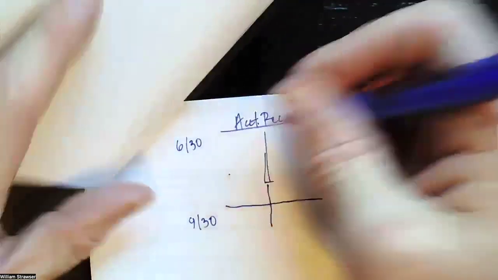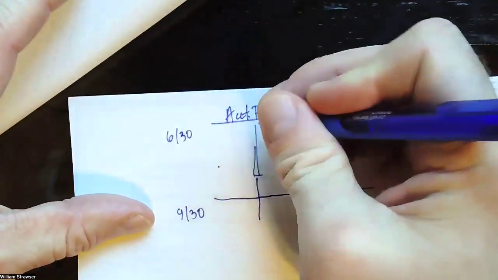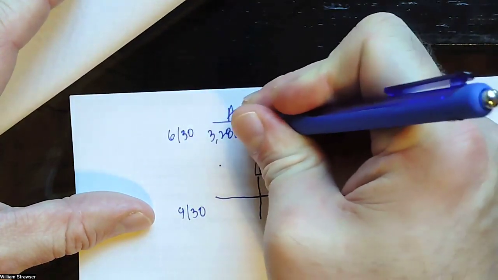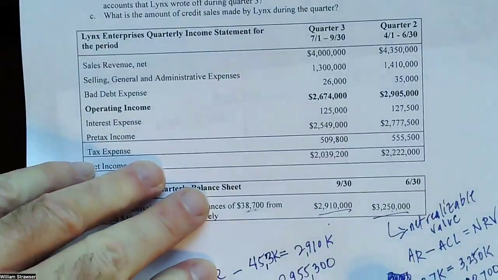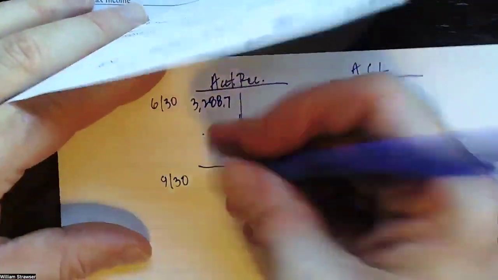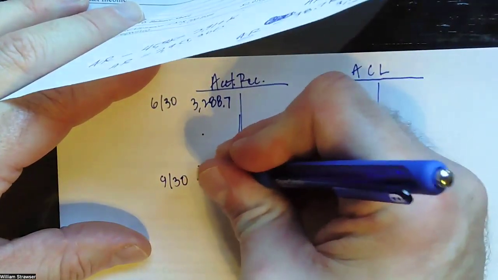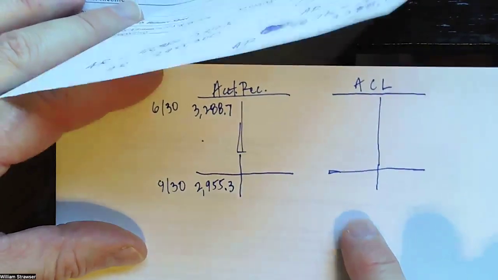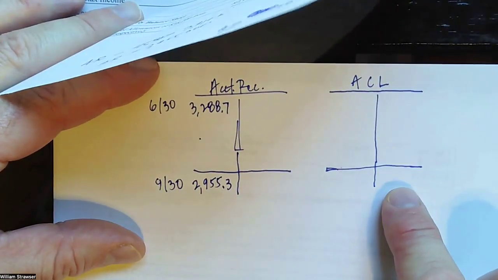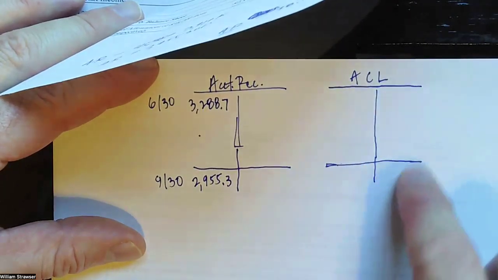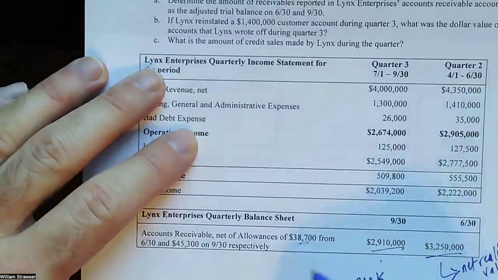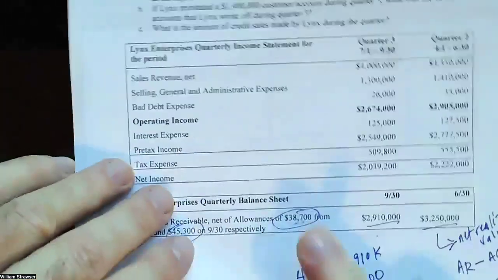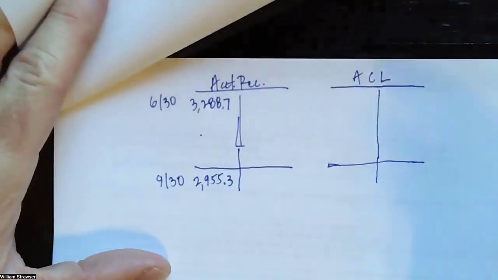3,288.7 and 2,955. This comes from, of course, my evaluating the balances of my ACL account, which were given to me straight here and here. Started at 38.7, ended at 35.3.